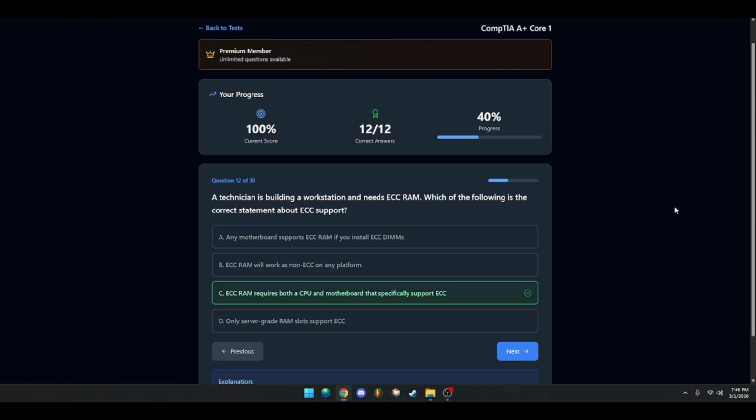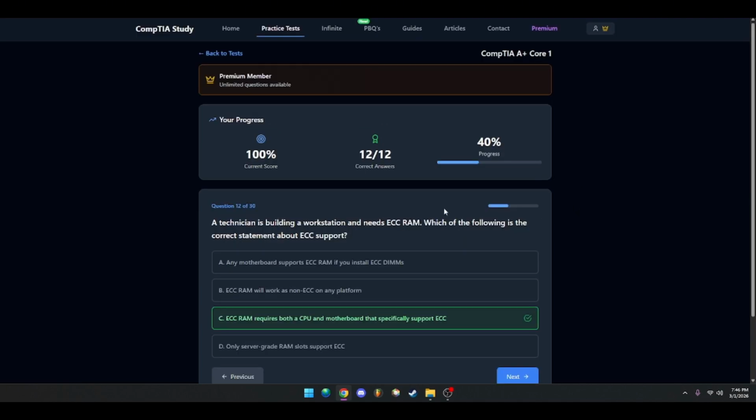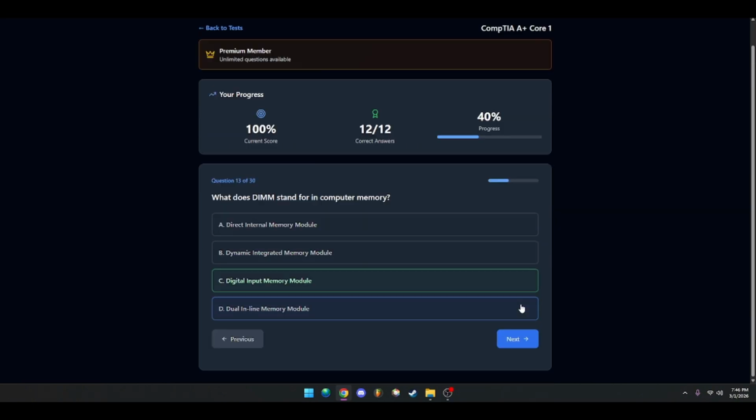ECC RAM requires both a CPU and motherboard that specifically support ECC. This is more of just knowing the compatibility of certain parts with certain things. It is a common theme on the A+ Core 1. Once again, we have all this information in our guides on our website, CompTIA.io. Regardless, let's move forward. Question number 13.